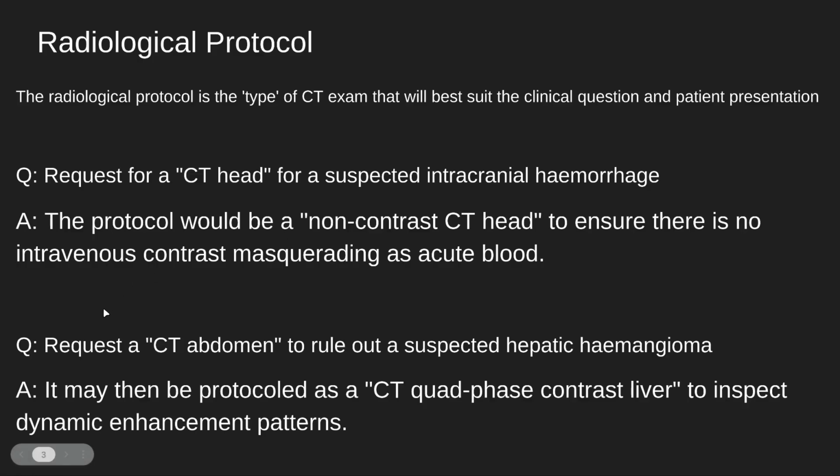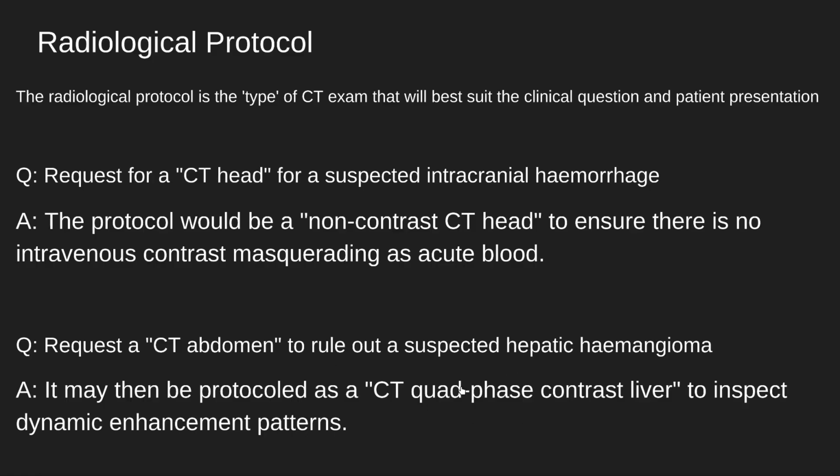And suppose you have another example. If we want to request a CT abdomen to rule out a suspected hepatic hemangioma, here we would order a CT scan with 4 phases. They call it quad phase, or in some cases a triphase, where they specifically mean CT abdomen with arterial phase, portovenous phase, and delayed phase, and even C-phase. We'll talk about those shortly.